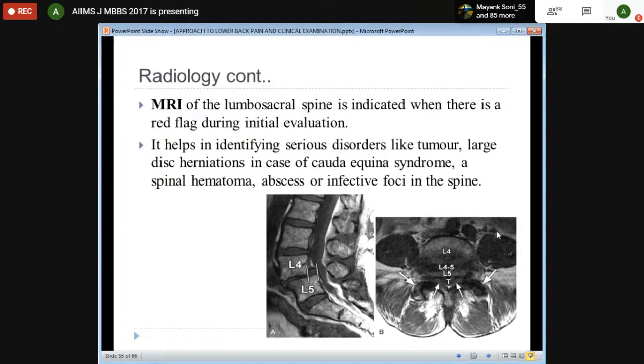Next, when the patient has red flag signs, or it's a very chronic pain, or when you're planning for a surgery or any kind of pain intervention, go for an MRI. That will indicate serious spinal disorders like tumors, large disc herniation, that is PIVD, cases of cauda equina syndrome or spinal hematoma, and any infection or abscess in the spine.